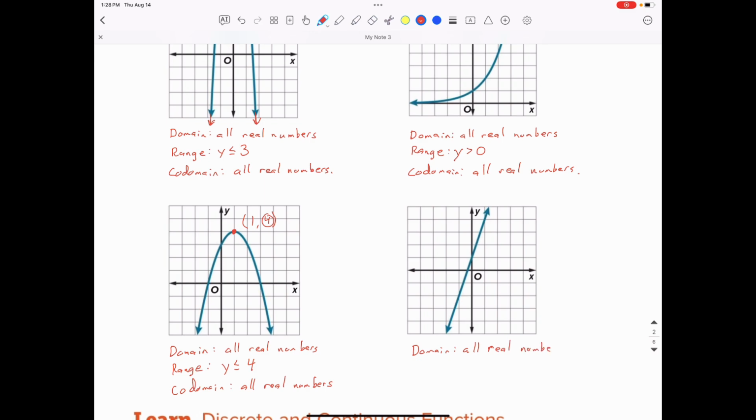So what's the range on this one? So the range on this one, it is moving forever upward and also moving forever downward. So in this case, the range is also all real numbers. Ranges could be all real numbers as well. And we already know codomains are all real numbers because, again, it was not otherwise stated.